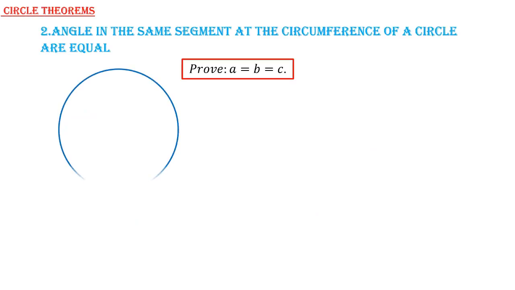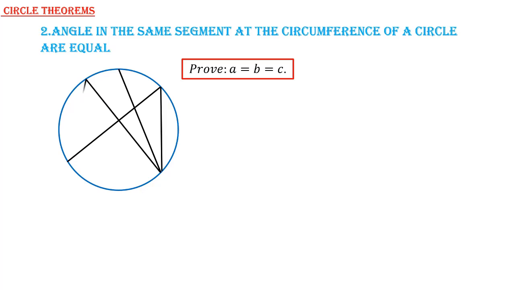So this one is theorem 2. Angles in the same segment at the circumference of a circle are equal. So we are saying that the angles in the same segment of the circumference are equal. So from our diagram here, we are saying that this angle and this angle and this angle are equal. So you are going to prove why A equals B equals C. This is our A, B, and what? C. Right.